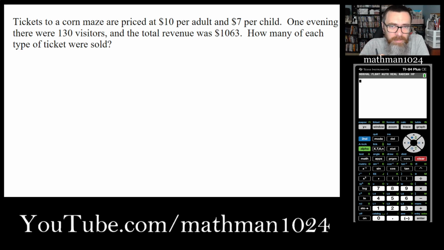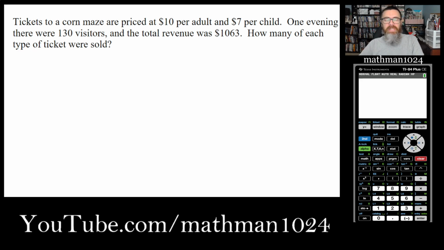question was asking. So here we're talking about a corn maze, and we want to find how many of each kind of ticket were sold. That means how many adults and how many children. So the end result is going to be, there were so many adults, so many children, and that's it. This is a great example of a system of equations, how you want to use that, because we have two things we don't know. We don't know the number of adults and the number of children.